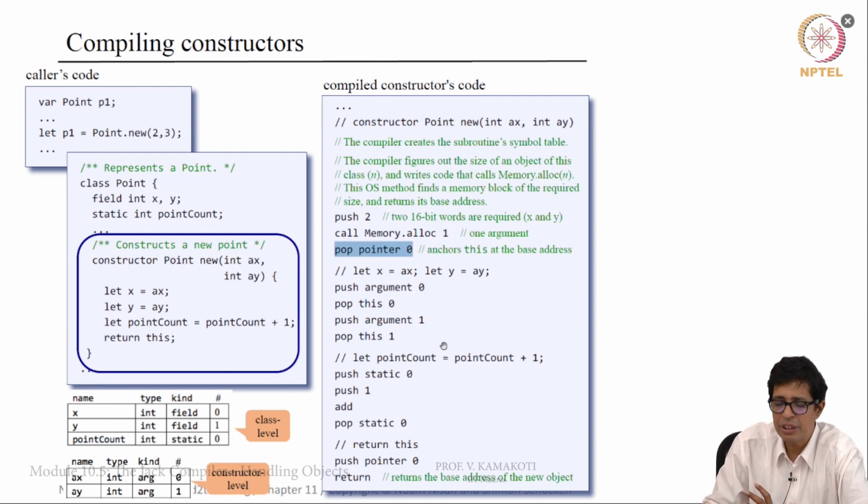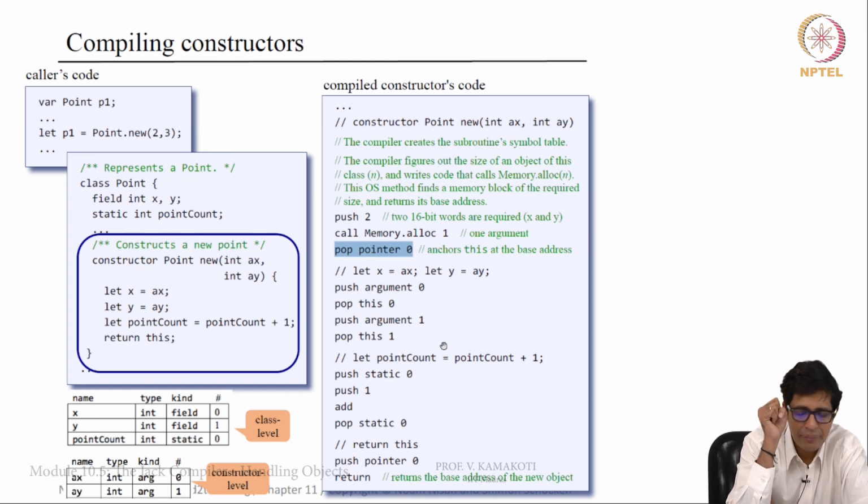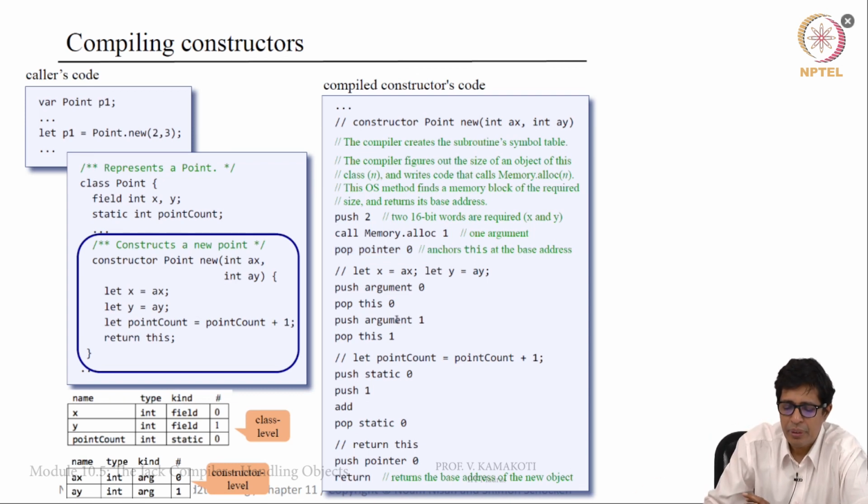What is pop pointer 0? Pop pointer 0 means that this will become the this address now, right. Now I say let x is equal to ax. So x is equal to ax means push argument 0. So ax is the 0th argument. So push argument 0 onto the stack and pop this 0, because x is a field variable, x will be in the this segment at location 0.